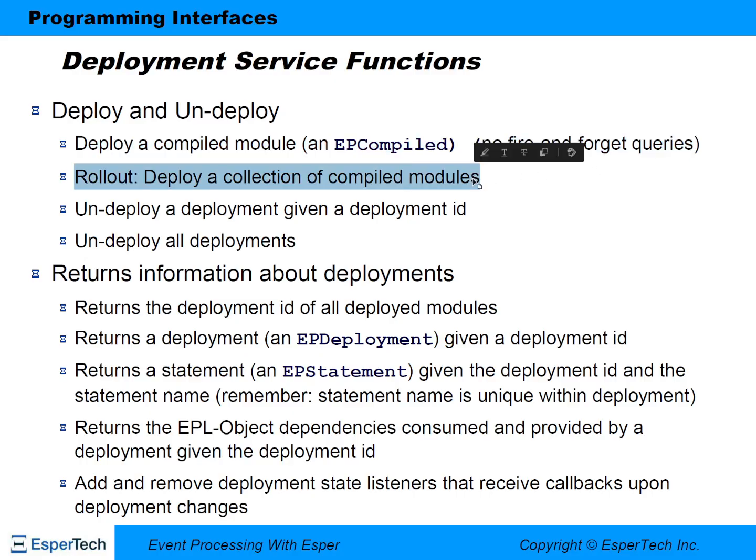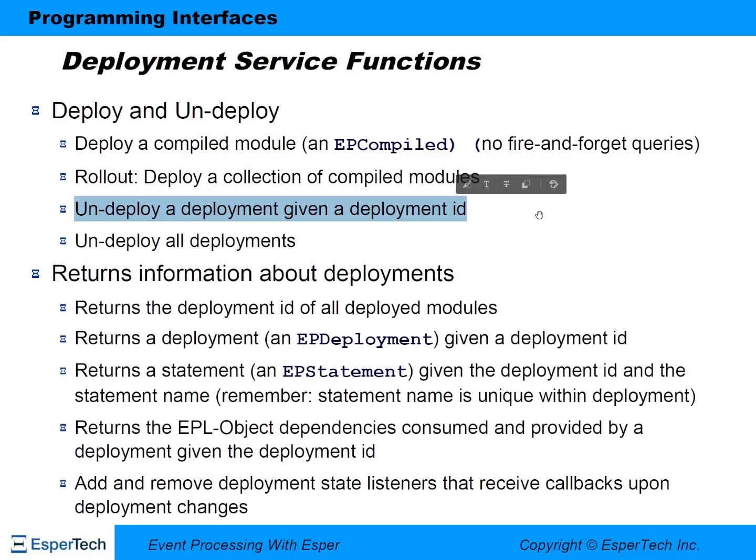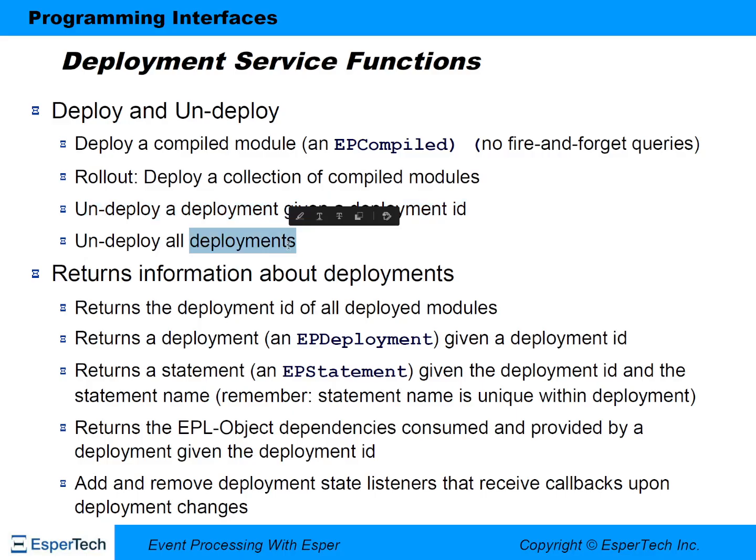The deployment service can roll out a collection of compiled modules. A rollout can be an all-or-nothing operation, and the deployment service can detect dependencies between compiled modules and make sure they deploy in the right order. The deployment service can undeploy a deployment given a deployment ID. This removes the deployment. The deployment service can undeploy all deployments. This is handy for quickly removing all deployments.